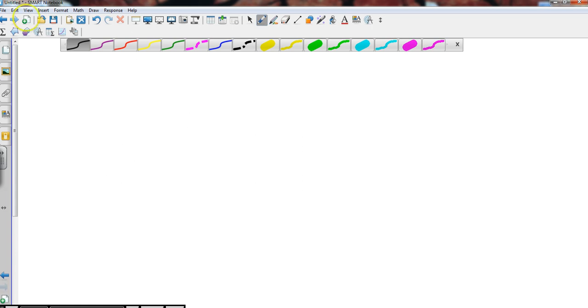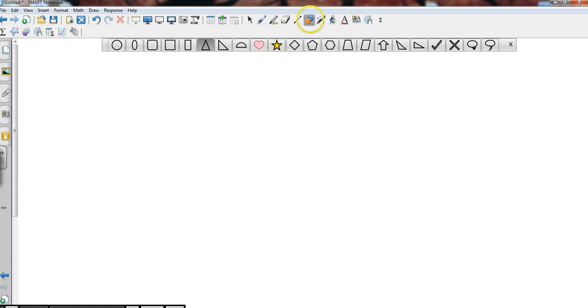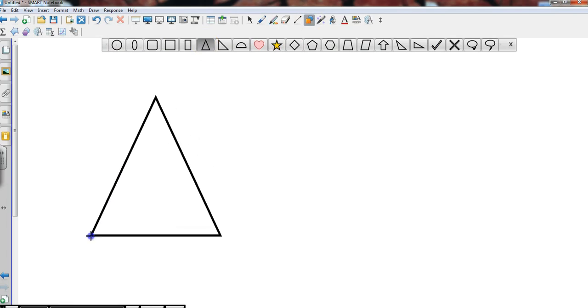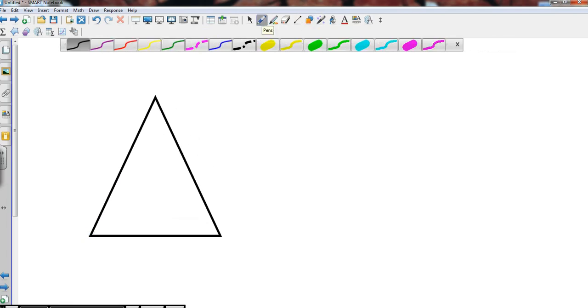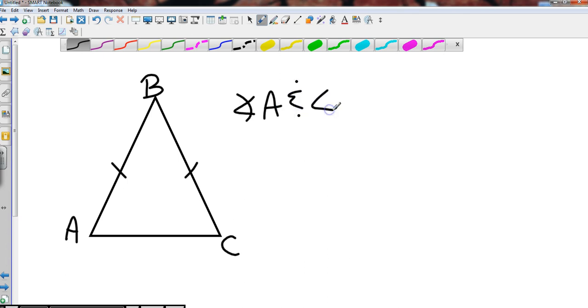On an isosceles triangle, if AB is congruent to CB, then which two angles are also congruent? Because again, if an isosceles triangle has two congruent sides, it also has at least two congruent angles. So which ones? Make sure you label them correctly. A and C. So in this case, angle A and angle C are also congruent.